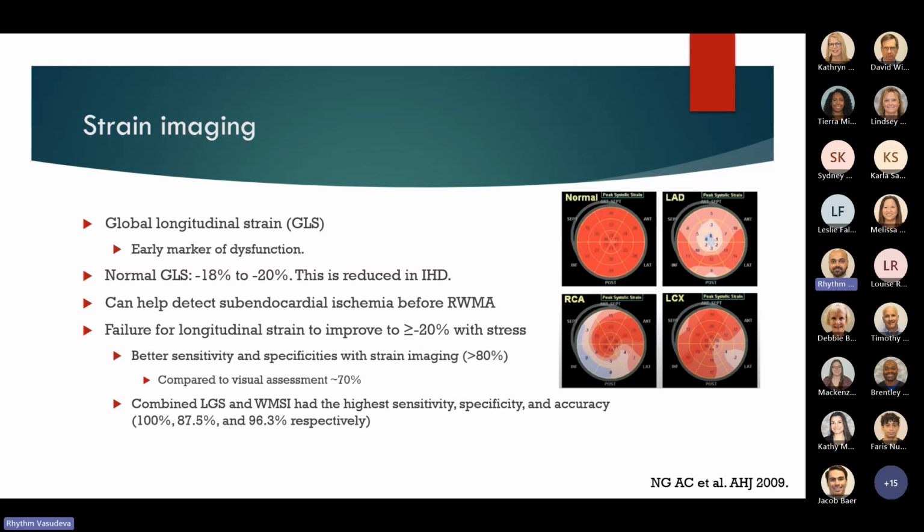Its use in stress is helpful because some studies have assessed how your wall strain changes in response to stress. And it should improve to above minus 20%, which has been shown to have better sensitivity and specificity compared to just visual assessment. So it goes from about 70% to 80%. And when you combine that with the wall motion score index, the sensitivity is close to 100. So you're more likely to pick up any underlying ischemia if you combine these modalities.